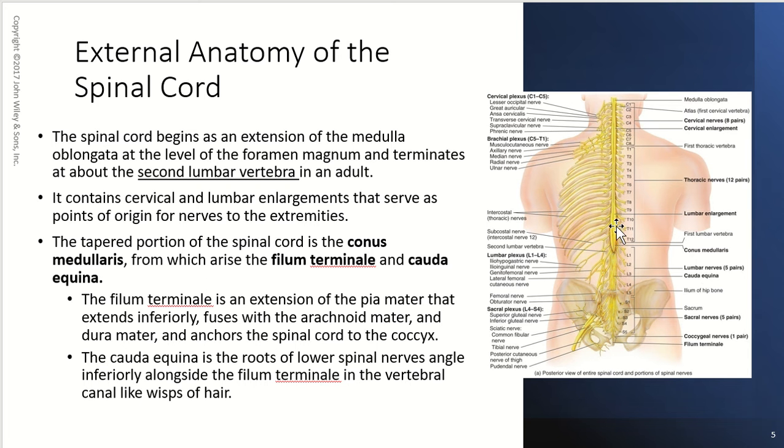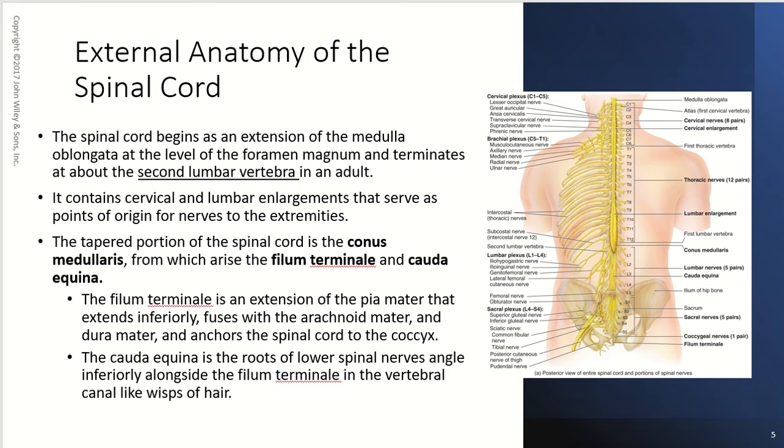So if you think about the amount of nerves that are going to have to come out of the spinal cord, it's going to be the largest at the cervical and the lumbar regions. So that's why you've got these enlargements here, because of these extra nerves, this extra traffic, if you will, nervous traffic. The tapered portion of the spinal cord is called the conus medullaris, and from this is where we're going to have arise the filum terminale as well as the cauda equina.